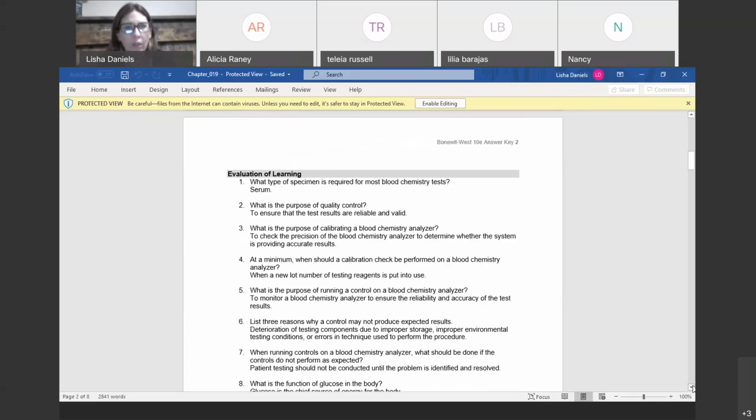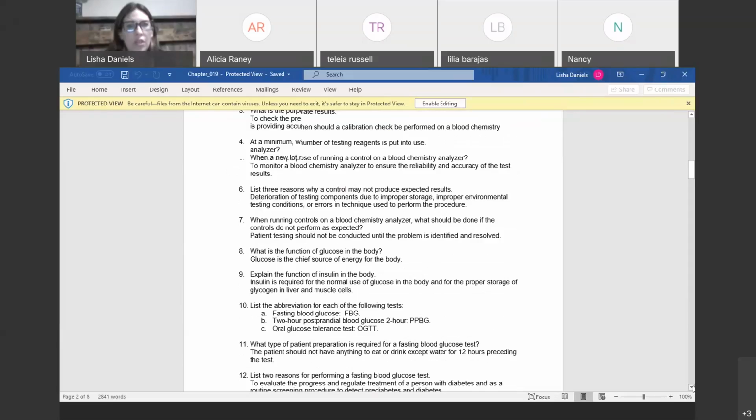2, on evaluation of learning. To ensure that the test results are reliable and valid. 4, when a new lot number of testing reagents is put into use. Deterioration of testing components due to improper storage, improper environmental testing conditions, or errors in technique used to perform the procedure. 8, glucose is the chief source of energy for the body.